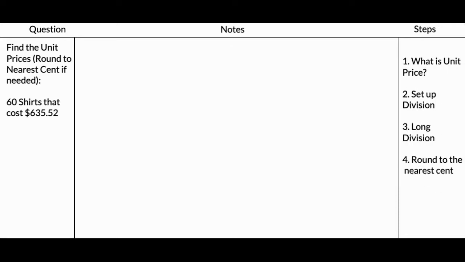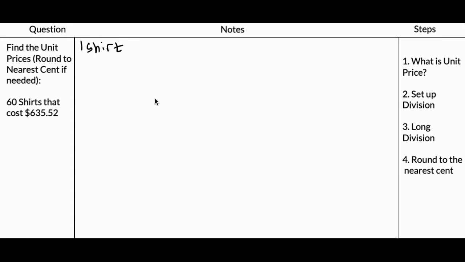Alrighty, so let's get started on this. The first thing that we've got to do on any unit price problem is figure out, okay, hold on a second. What is unit price? We've got to know that unit price is really just the cost of one unit or one thing. In this case, we're talking about a problem with shirts. So what we're trying to find in the end is the cost of one shirt.